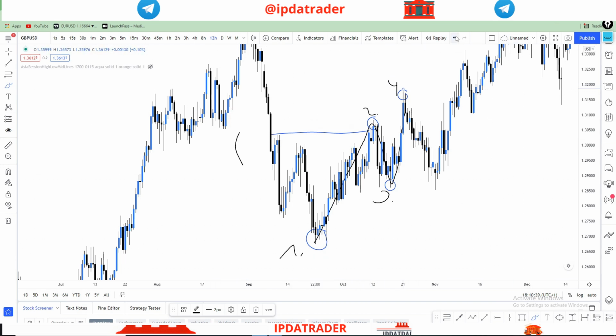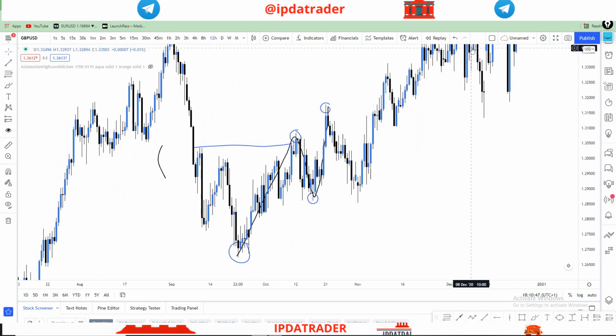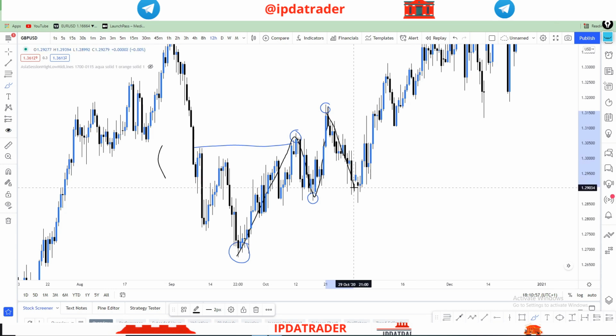So let's get rid of the numbers. We don't really need that. We understand it now. And whoops, let's continue following this structure, right? So what do we do at this point? Well, we should expect, right, that if we're going to continue moving into higher prices, we can come all the way down here as long as we don't break this structure point, right?